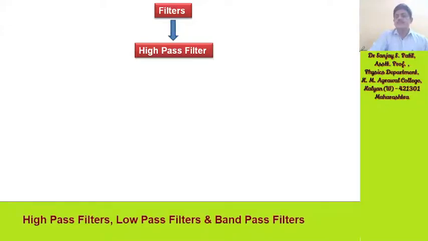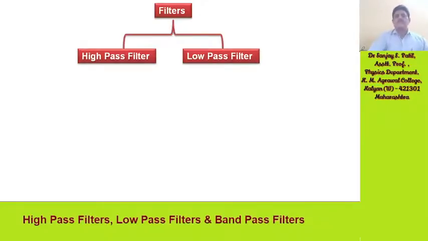Filters are used for passing the wanted signal and blocking the unwanted signal. There are basically three types of filters. First of all, we will see the high pass filter. A high pass filter allows high frequencies to pass while blocking low frequencies, and that is why it is called a high pass filter. Another type is the low pass filter, and combining both the high pass filter and the low pass filter, we get the band pass filter. But initially we will see only the high pass filter.